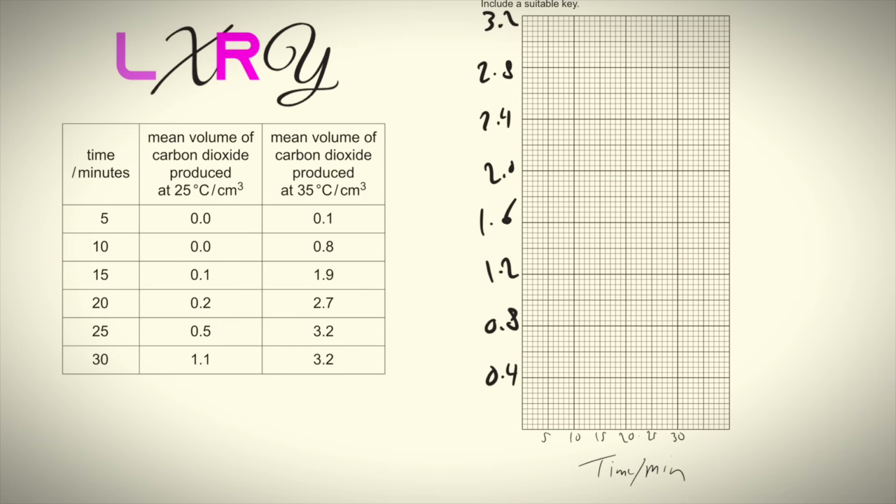And again, I should never forget to label my y-axis. So the mean volume, I'm just going to copy that one here, a mean volume of carbon dioxide, and include what? Include the unit. So I'm going to write cm cubed, okay?